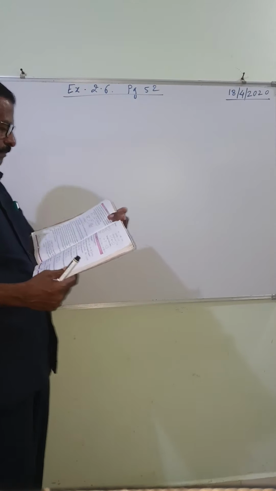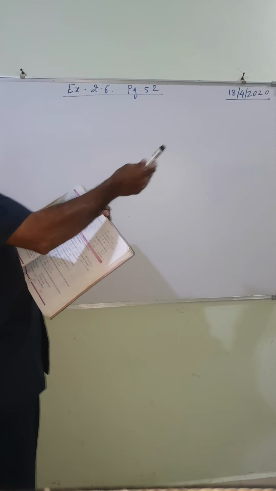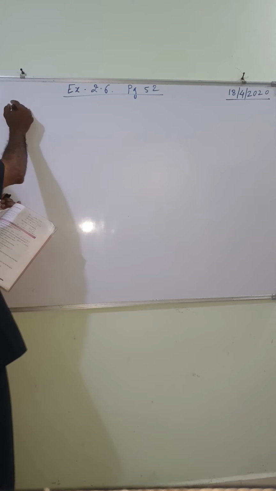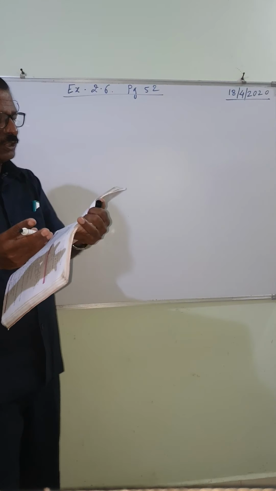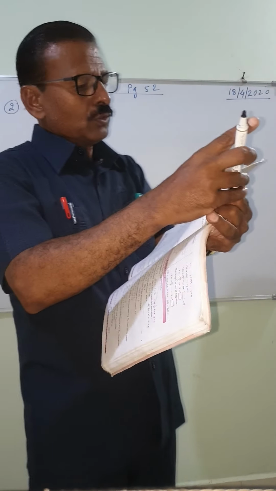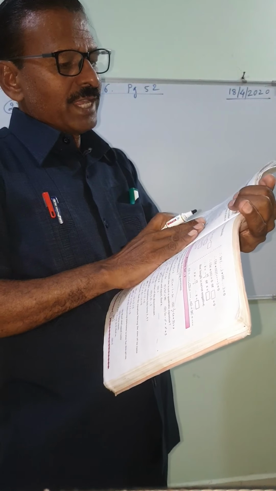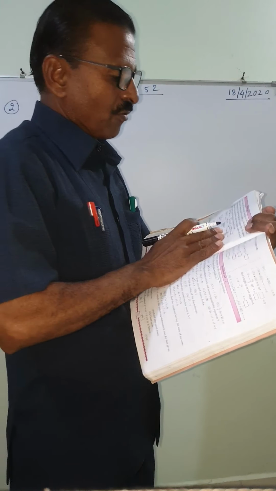Exercise 2.6, page number 52. Question number 2. Sum of squares of two consecutive natural even numbers is 244. Find the numbers.